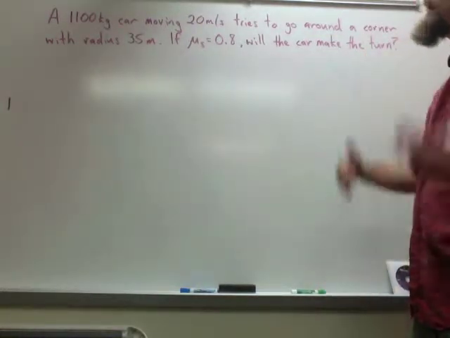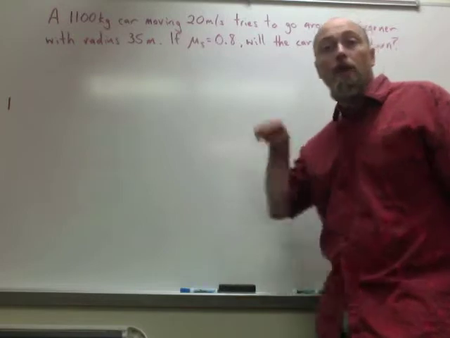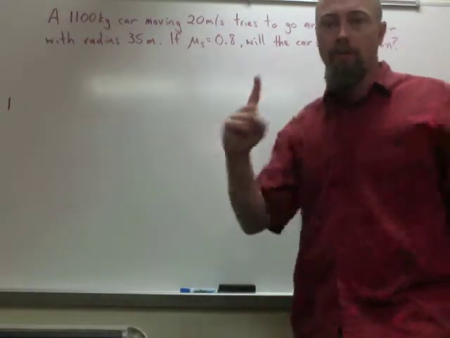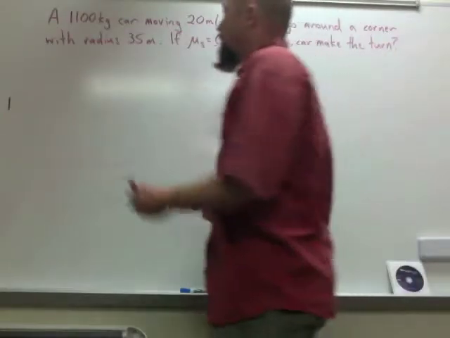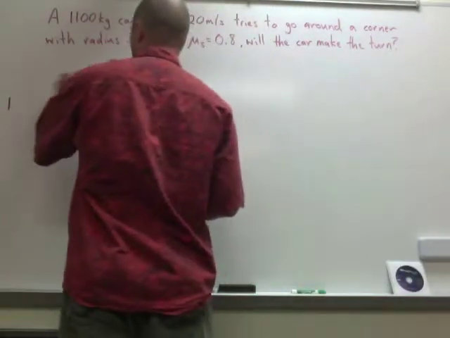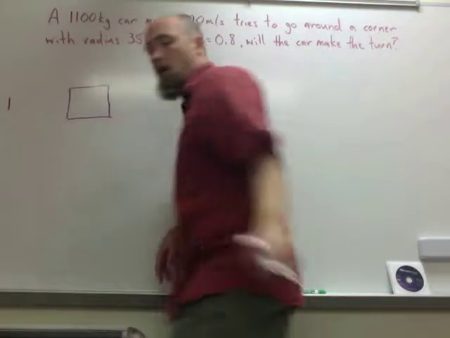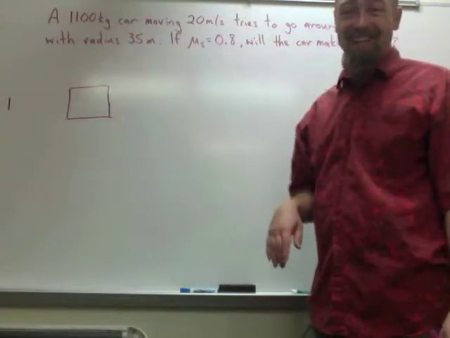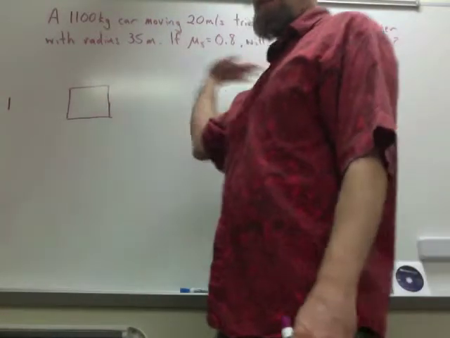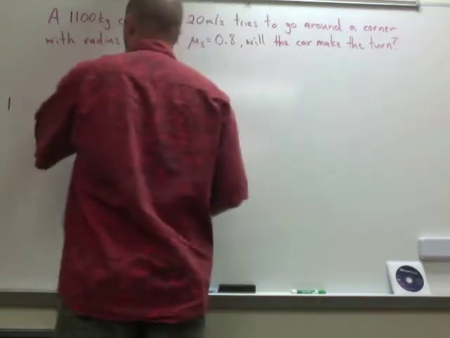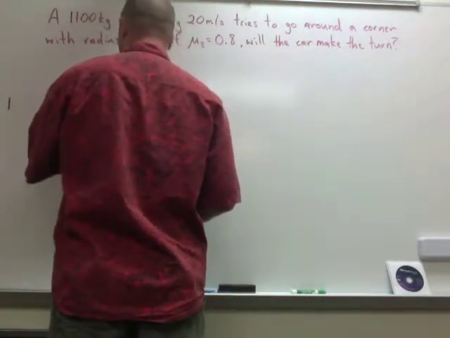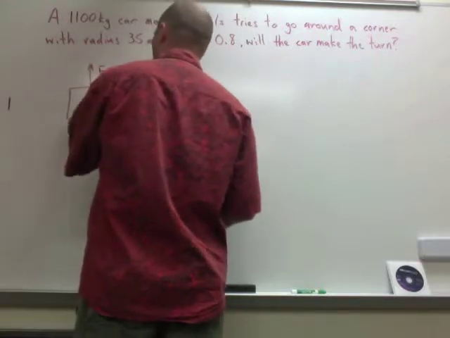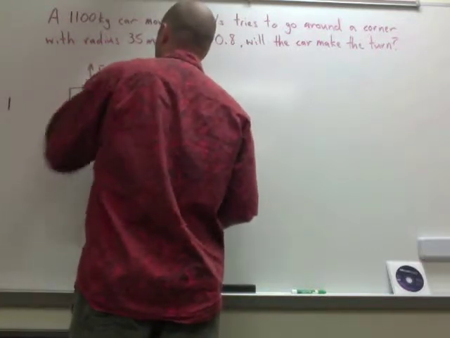Okay, so as always with this unit process, step number 1 is to draw your free body diagram. So here is my car. Forces acting on the car. Let's say the car is going to be turning to the right. I have the normal force up, force of gravity down, and then towards the center is your force of friction.